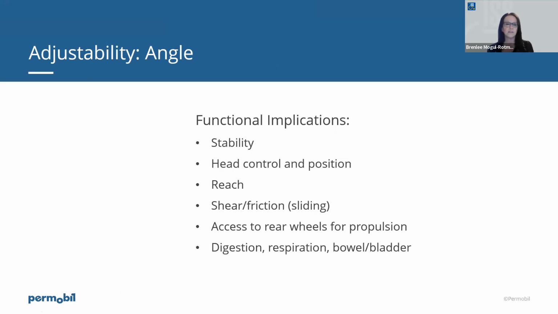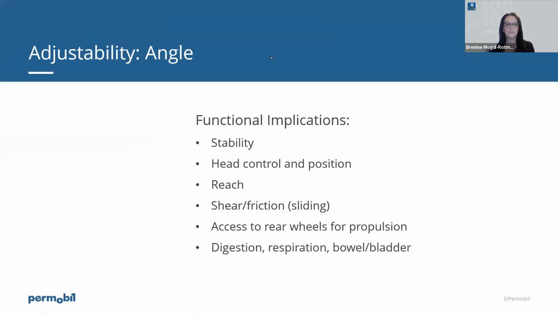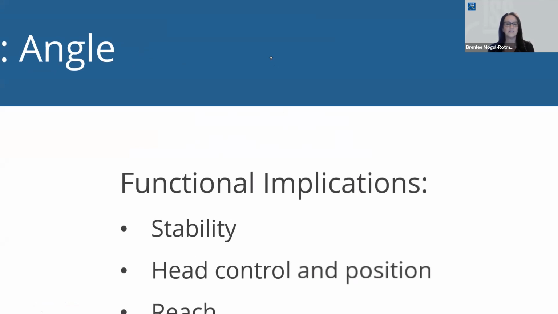And the correctly adjusted back support angle is going to ensure that the client is still in contact with the back support and that gravity is assisting with positioning as needed, so that you get that stability and balance if the client needs it. And sometimes the angle of the back requires minimal adjustment, but might make all the functional difference that a client requires to be able to complete all their daily tasks and participate in activities.